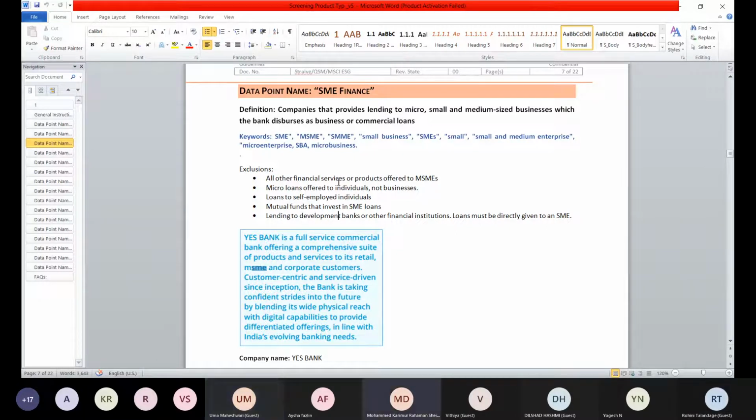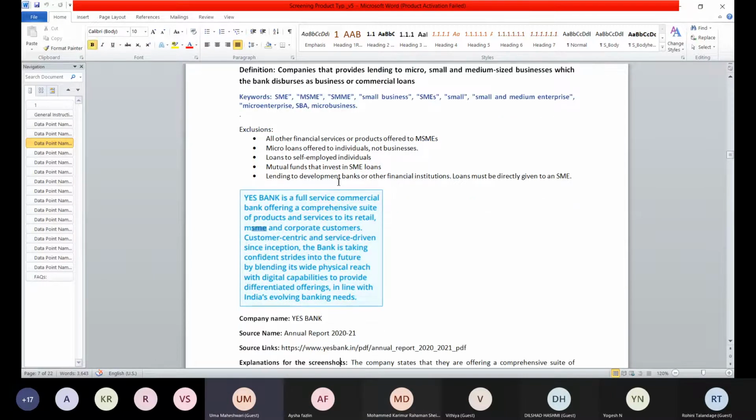All other financial services, in the sense, except the lending. Because the definition clearly says the company that provides lending to micro, small and medium sized businesses, which the bank disburses as business or commercial loans. Except loans, any other services provided to MSMEs will be an exclusion. That should not be the answer for this data point. Only the lending and loans. So the MSME may be provided more than lending and loans. We could exclude all those, but we should put yes for the loan and lending. Yes, okay. Thank you.